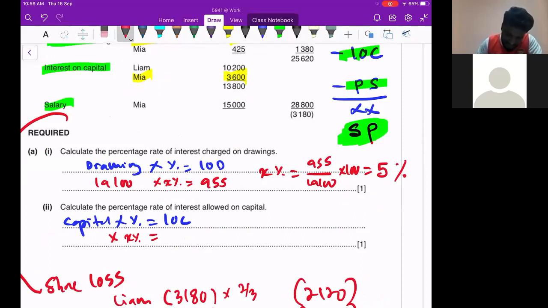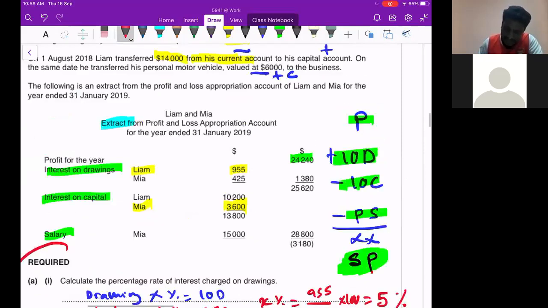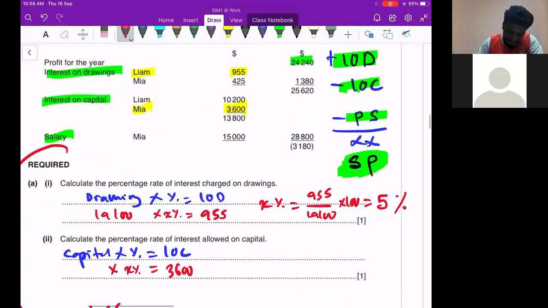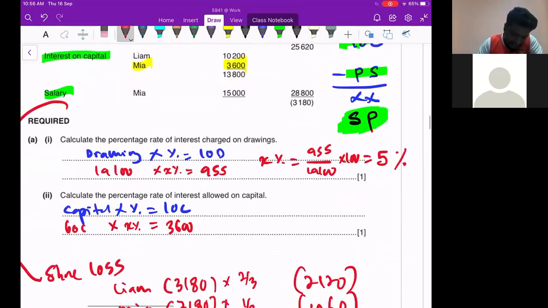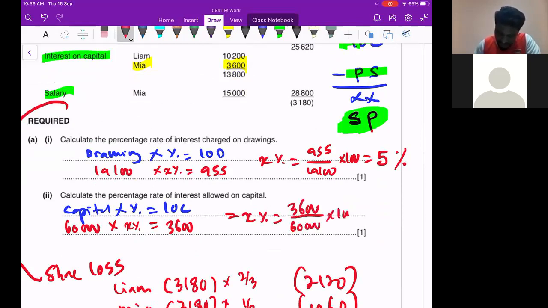Mia's interest on capital is 3,600, and the capital is 60,000. It's much more straightforward. So X percentage equals 3,600 over 60,000 times 100. I get 6%. Easy, right? Okay, we take the easy way.